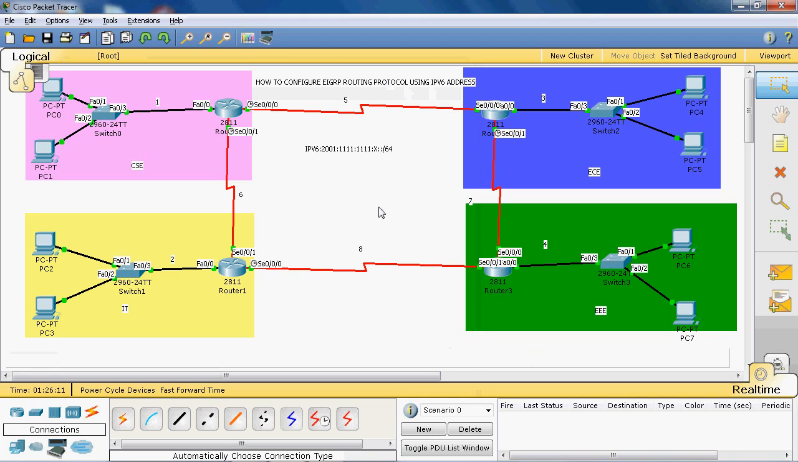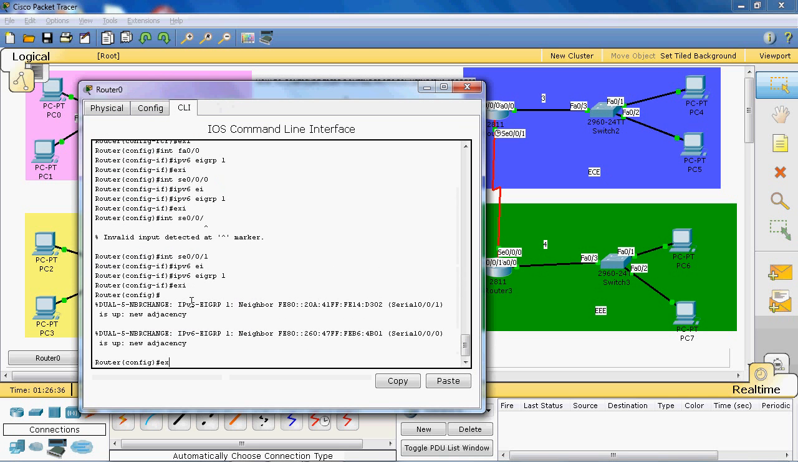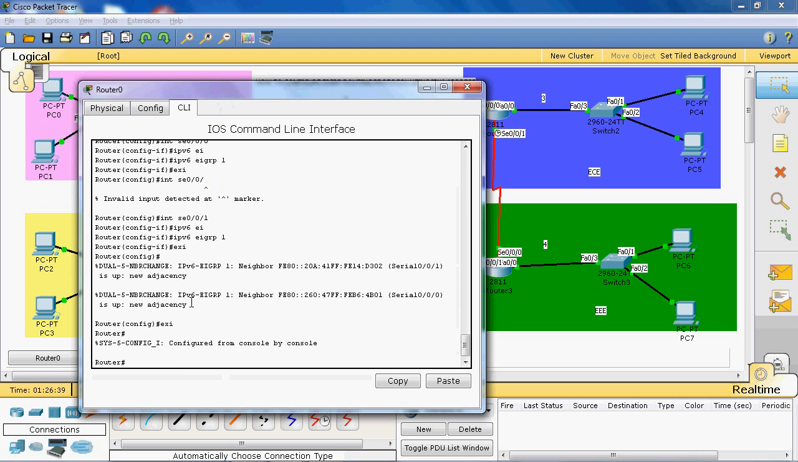So all the departments can advertise their networks to their neighboring routers. The CEC department router can learn all the networks of ECE, EEE and IT. So the CEC department can ping the ECE and EEE departments. Okay, we can check. Go to privilege mode. In privilege mode we give show ipv6 route.